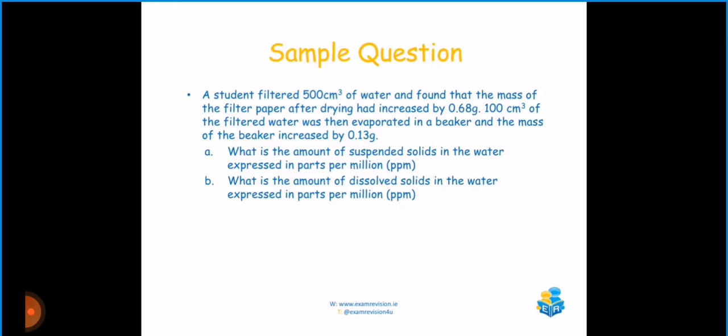A student filtered 500 centimetres cubed of water and found the mass of the filter paper after drying had increased by 0.68 grams. 100 centimetres cubed of the filtered water was then evaporated in a beaker, and the mass of the beaker increased by 0.13 grams. And they ask you to find the amount of suspended solids expressed in parts per million, and the amount of dissolved solids expressed in parts per million. So let's take a look at this question now.